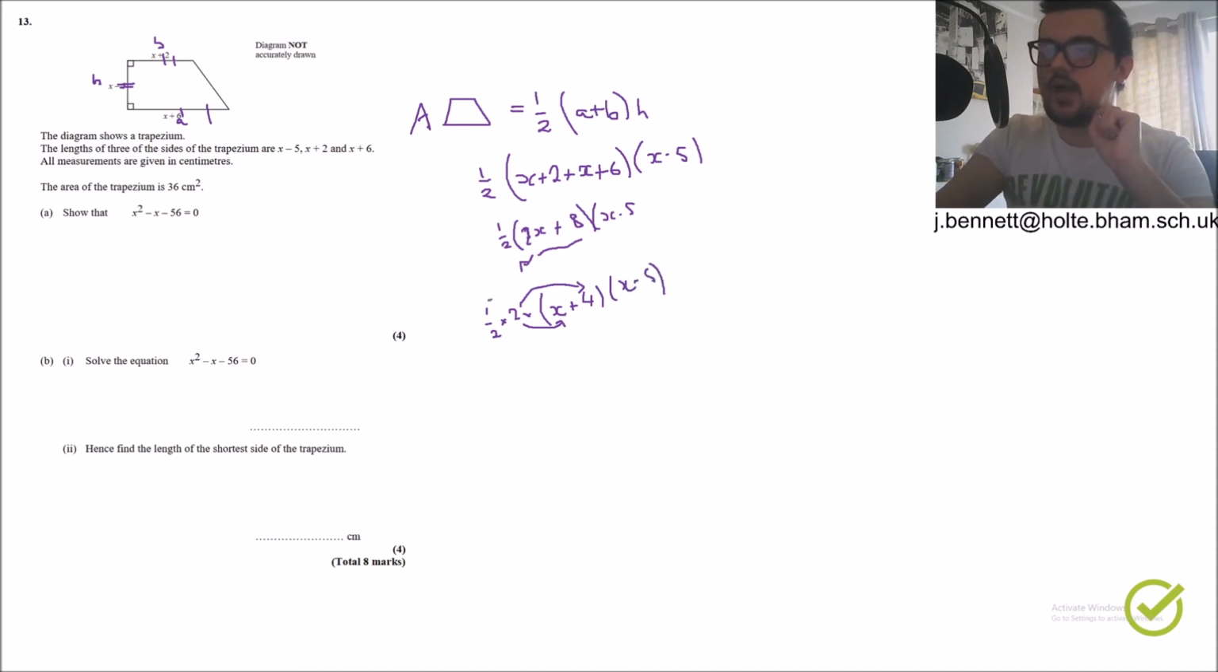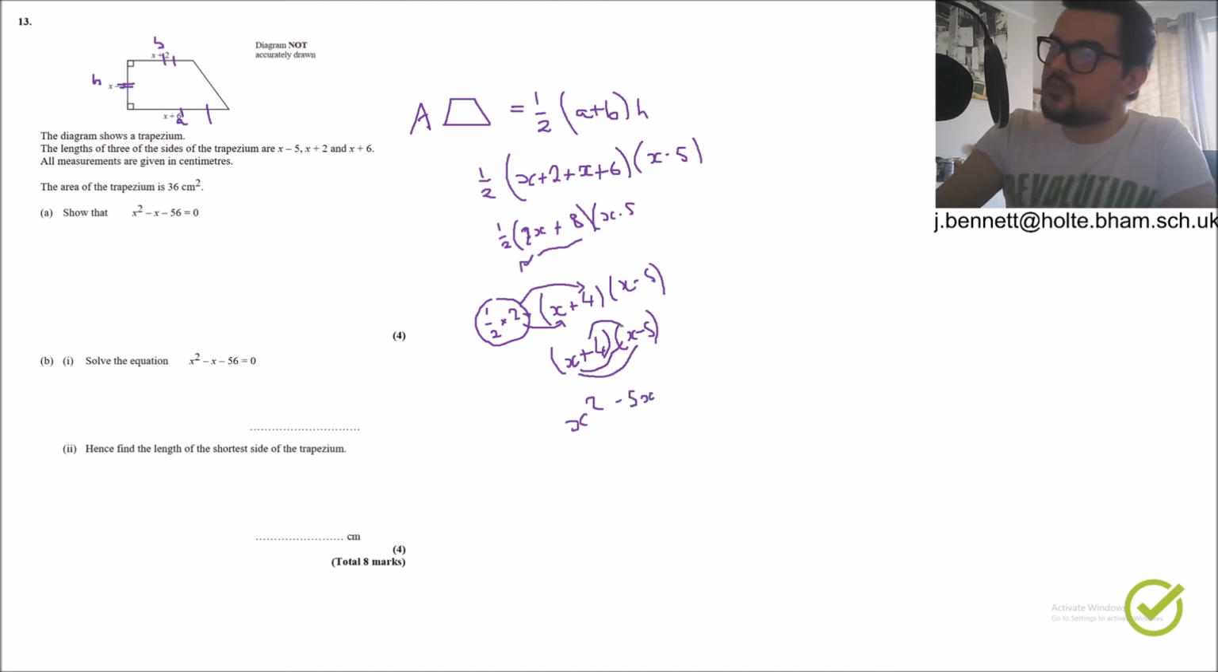Right, half times 2, that's just 1. So now we just have (x + 4)(x - 5). Now let's expand this. x times x is x squared. x times minus 5 is minus 5x. 4 times x is 4x. And plus 4 times minus 5 is minus 20.